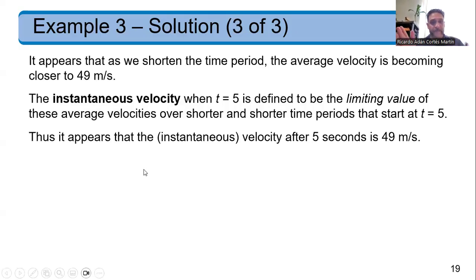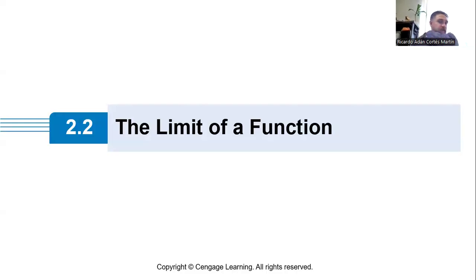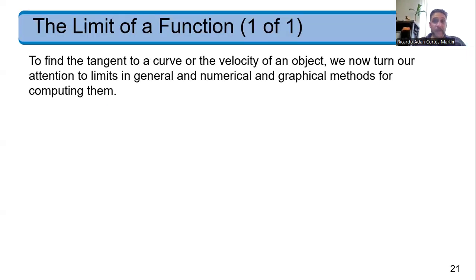So if we do this process with a time interval every time closer and closer and closer, we're going to get to the real instantaneous velocity, okay? Which is going to be 49 meters per second. Okay, so what we're doing in this case is taking the limits of a function, okay? So what is the limit of a function?